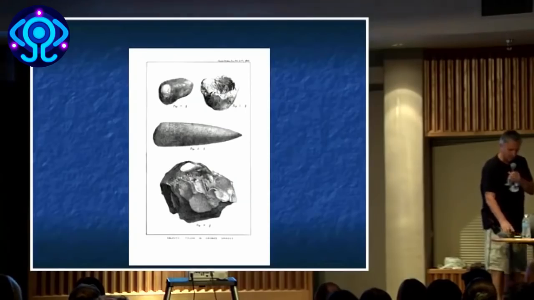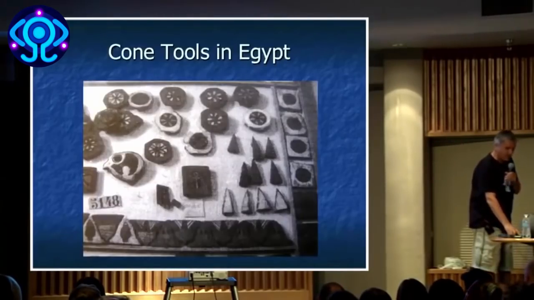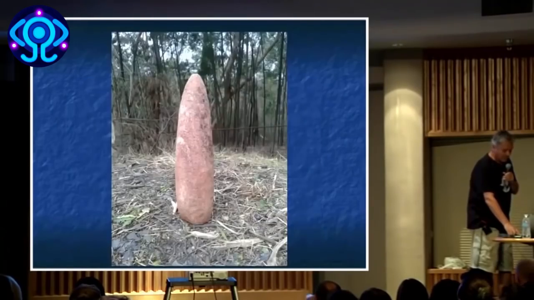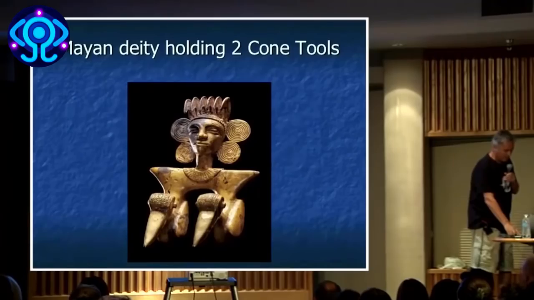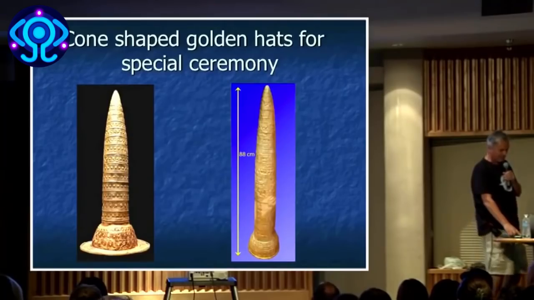This is from an iron mine in England. These are cones in Egypt. They were completely ignored until I found them. Cones in Australia, a Mayan deity holding two cones, just like Ed Leedskalnin was apparently seen. These cone-shaped hats are found in some tribes and were used for special ceremonies.